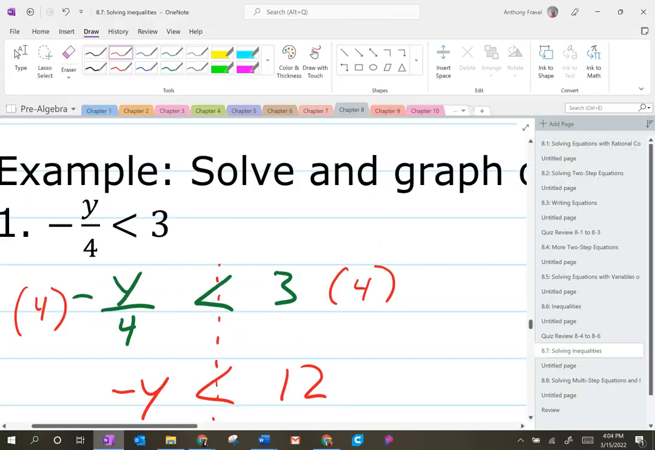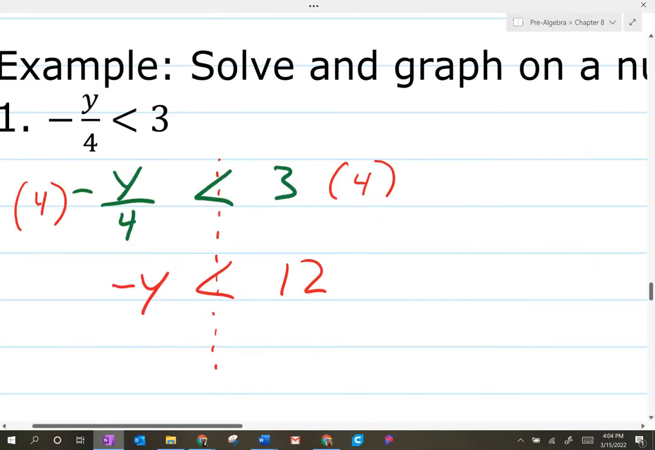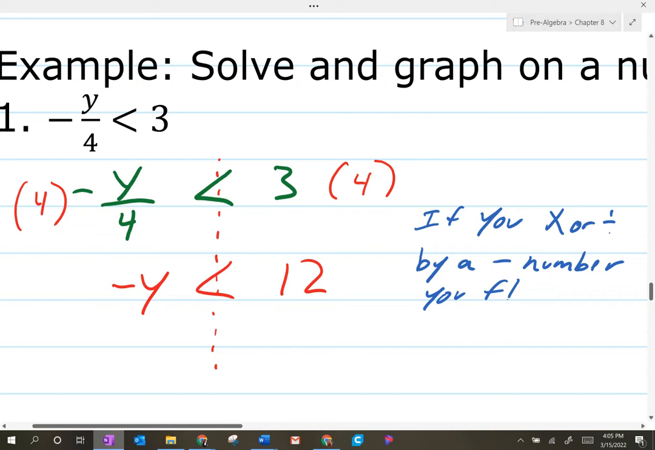All right, here is where things get weird. I've got this negative y is less than a positive 12. Whenever I multiply or divide by a negative number, the sign is going to change. I'm actually going to write this down. If you multiply or divide by a negative number, you flip the sign.